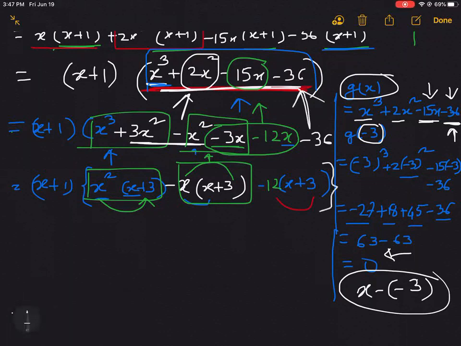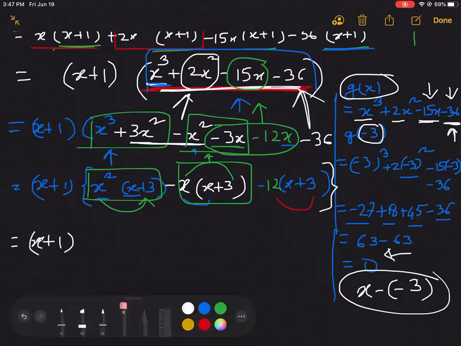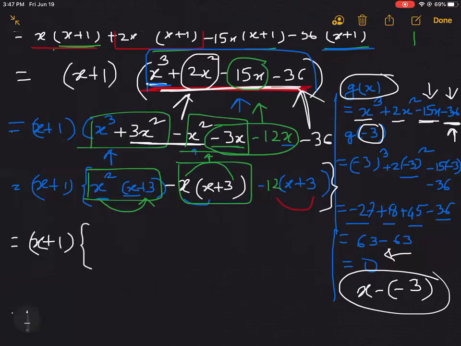Close the braces. Now we can once again repeat the same procedure. Pardon my bad handwriting. Let me try once more. Okay. Now once again, I'll factor out x plus 3 from each of these 3 terms. Taking x plus 3 from this, I'll have x squared here. I'll have a negative x here. I'll have a negative 12 here.